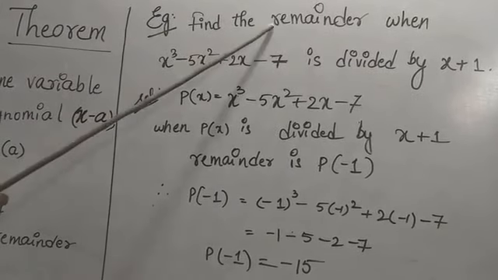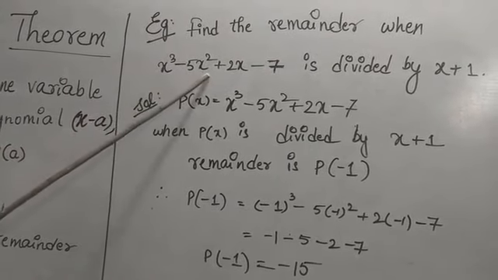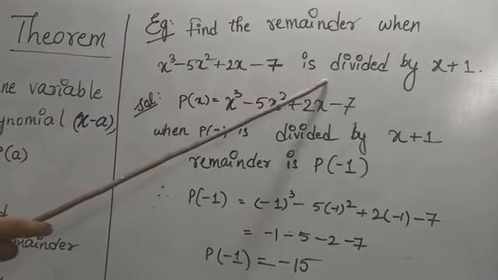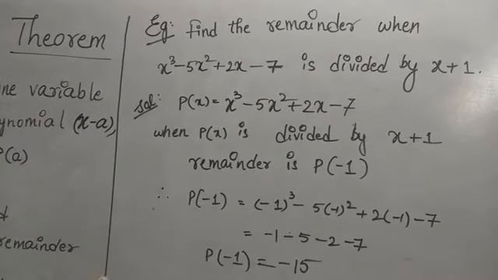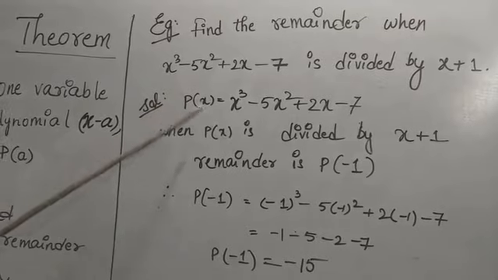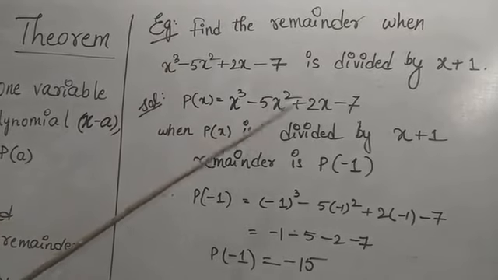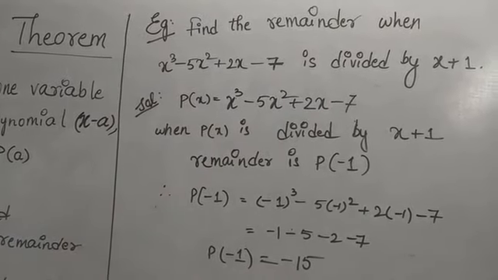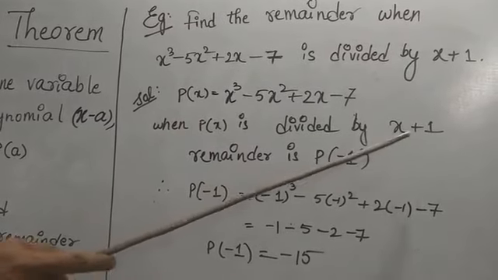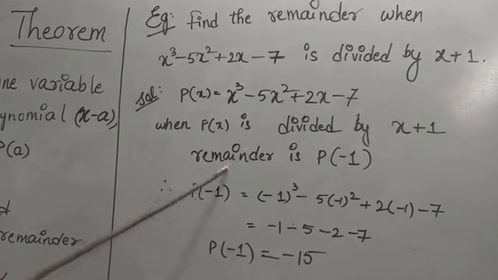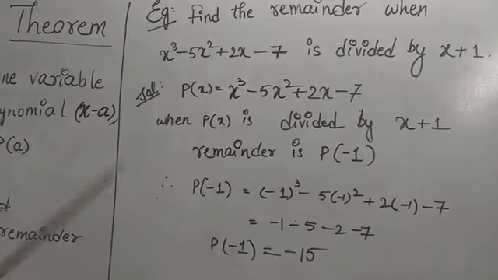Find the remainder when x cube minus 5x square plus 2x minus 7 is divided by x plus 1. So, consider p of x equal to x cube minus 5x square plus 2x minus 7. When p of x is divided by x plus 1, the remainder is p of minus 1 as per the remainder theorem.